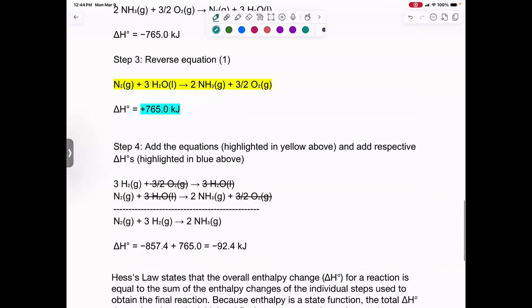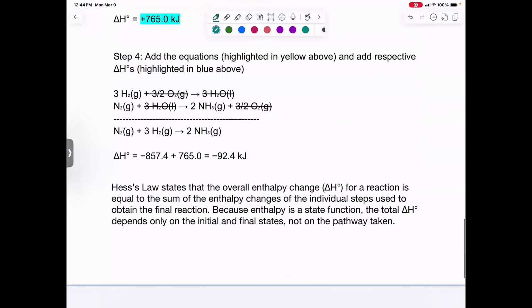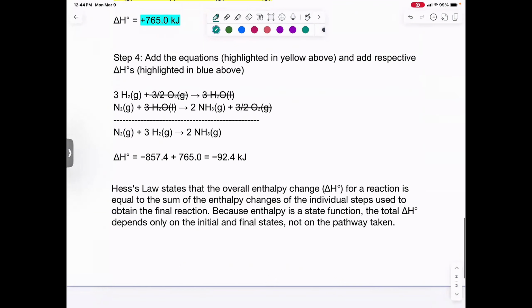And notice, when you add the equations together, I highlighted the equations in yellow and the delta H's in blue for clarity. And then everything cancels out. You're left with negative 92.4 kilojoules. There's your Hess's Law again.